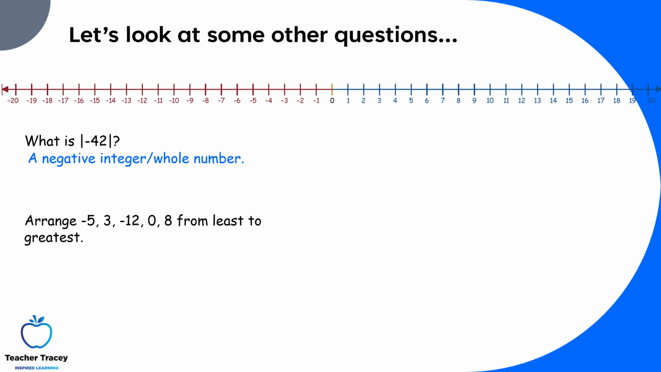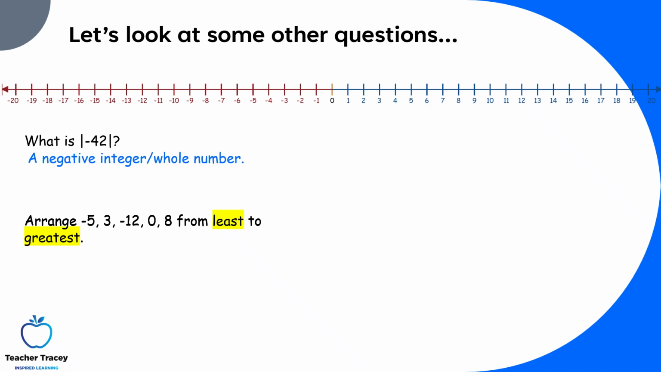The next question is, arrange minus 5, 3, minus 12, 0, 8 from least to greatest. Pause here if you want to, otherwise listen along. So the important information here is that it's least to greatest, because people will automatically think that 0 is the least, but in fact it's not, because if you think of it, how many sweets would you prefer? Minus 12 or 8 or 0? That will give you a clue.